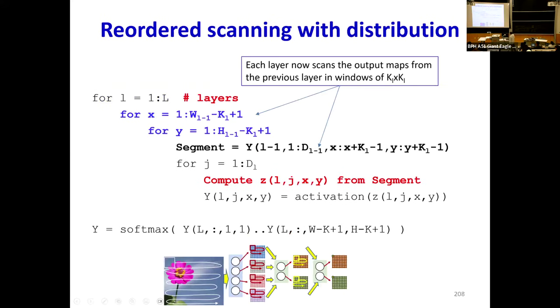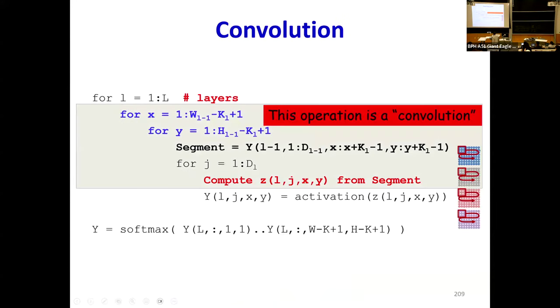Now, on the other hand, if I say that every neuron is actually going to be looking at a window from the previous layer, the pseudocode actually just became simpler, in that at each layer, I'm pulling out a segment, which is a little window from the maps produced by all of the neurons in the previous layer, and then computing my affine values on this window, and then finally putting it through an activation. So it actually kind of simplifies the code.